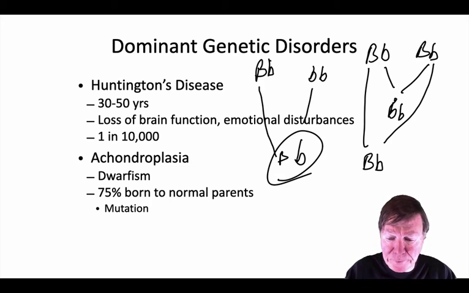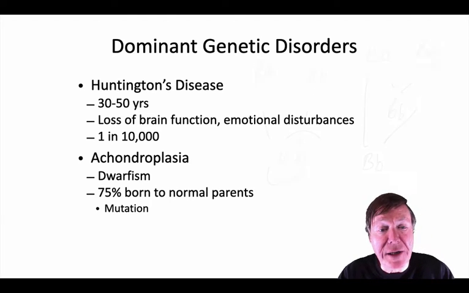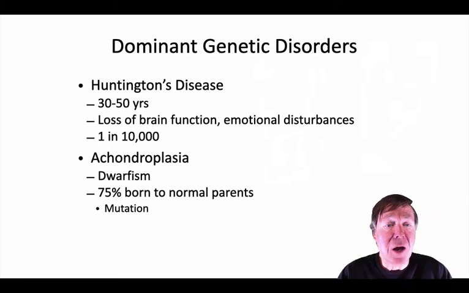Examples are Huntington's, which affects people when they're like 30 to 50 years old, which could be why parents don't know they have it, because they can have their children before the symptoms show up. It causes a loss of brain function, emotional disturbances, and basically 1 in about 10,000 people have it.